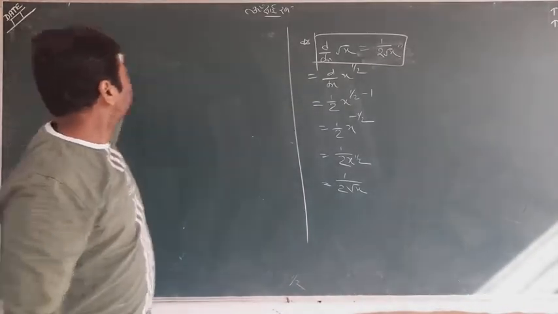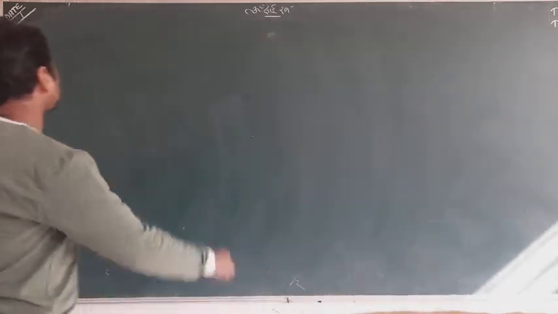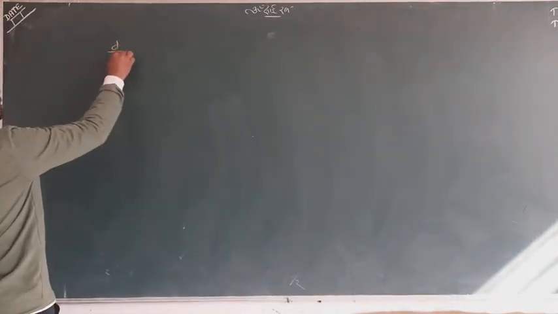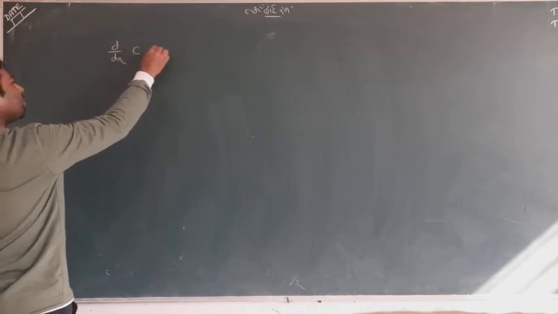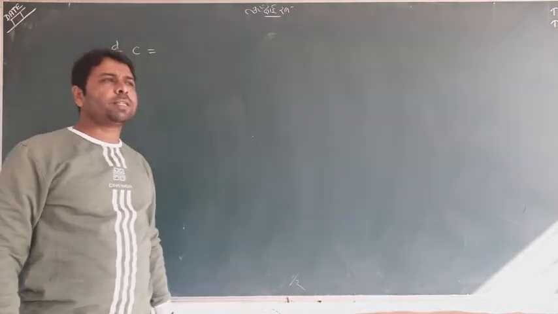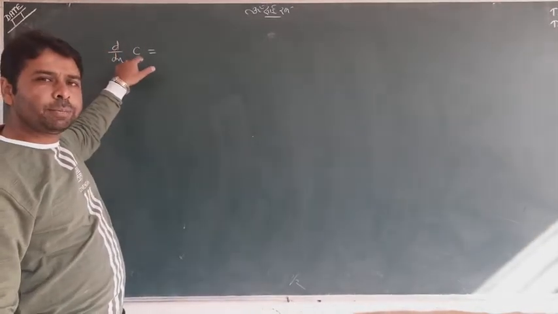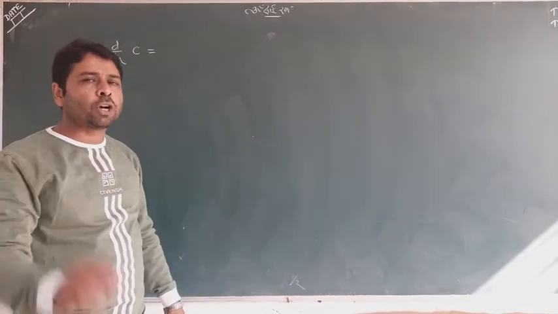So students, this was all about formulas. One more thing I want to discuss with you here: d by dx of c. Very simple, but a good question. It is d by dx of c, meaning a constant, where x is not available.